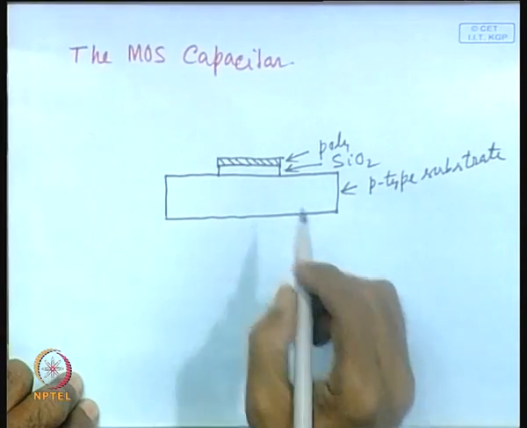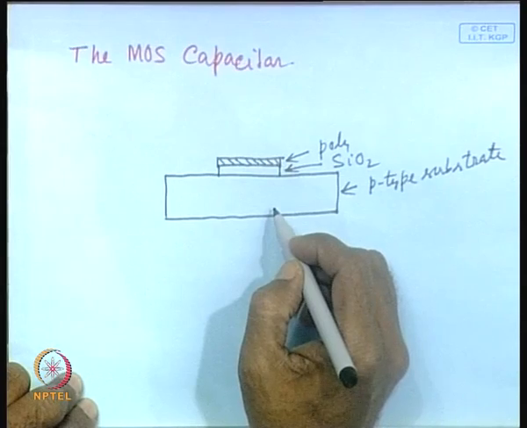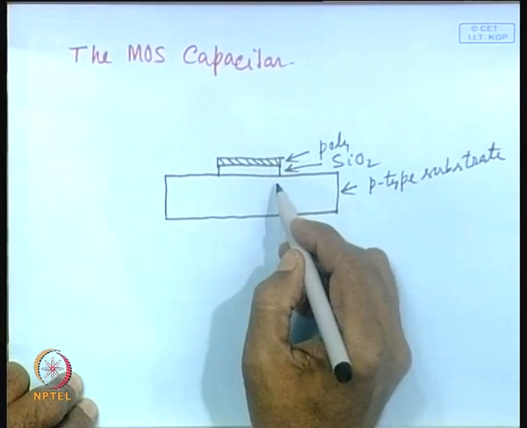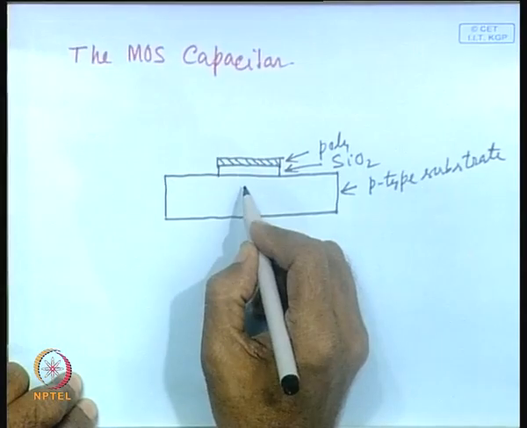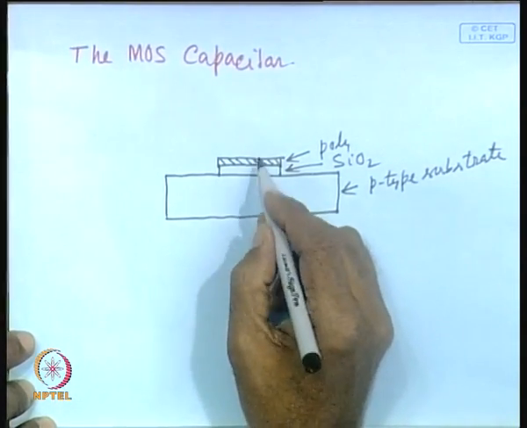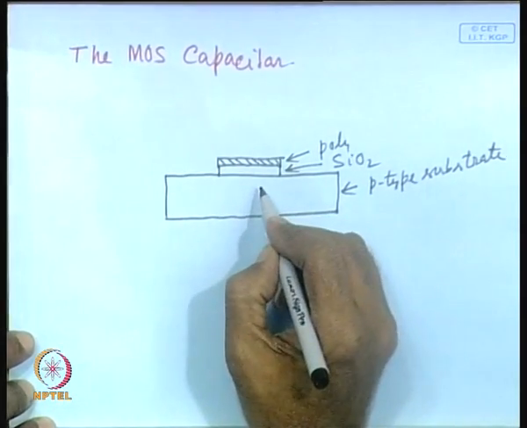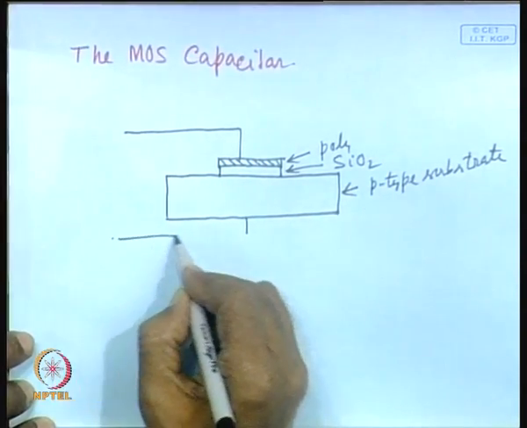Here we can consider this particular structure as a MOS capacitor, and these two, the polysilicon and this p type substrate, represent two parallel plates. In a parallel plate capacitor, as we know, we have two plates, and in between the two plates you put some dielectric material. Here this dielectric material is silicon dioxide, which is an insulator. So, this is realizing a parallel plate capacitor, and normally, as you know, we apply some voltage across it.